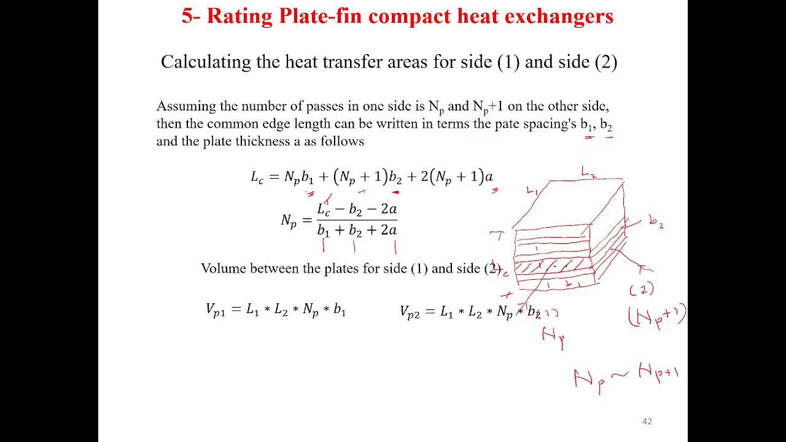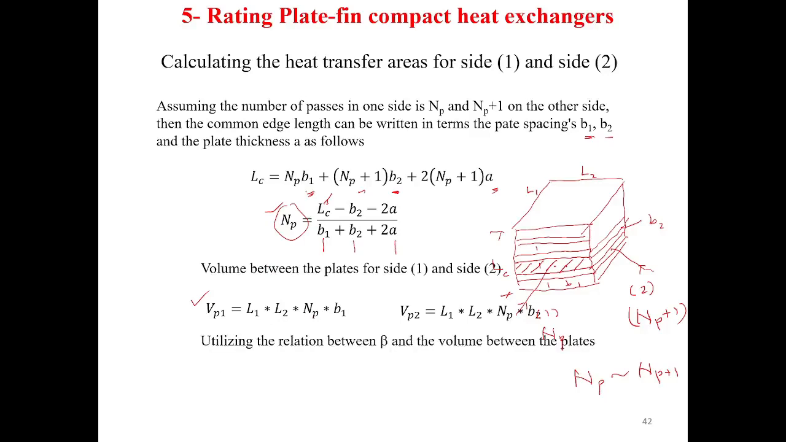So what I'm trying to say is that you could calculate NP with known geometry of the heat exchanger along with the common side. You can also calculate the volume between the plates if you know the dimensions of the heat exchangers. You can also calculate the volume between the plates for each side.